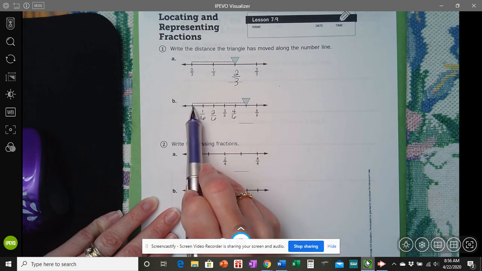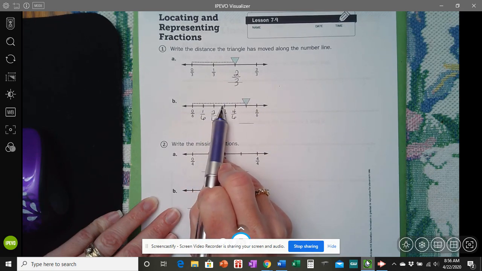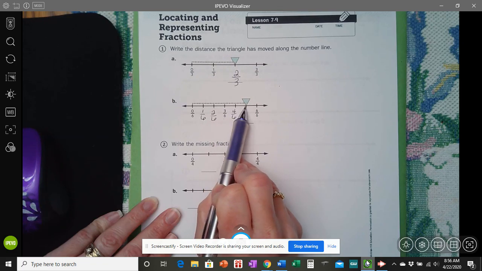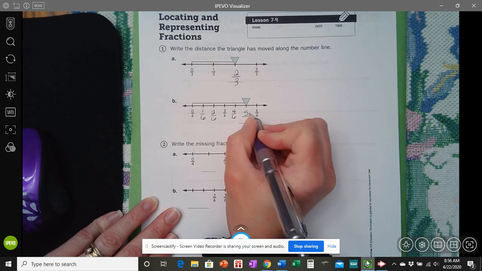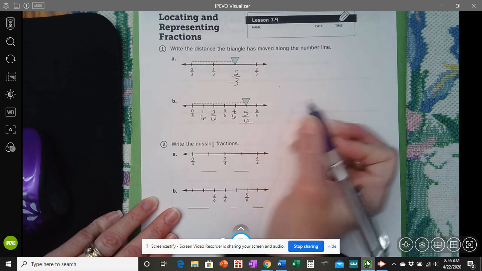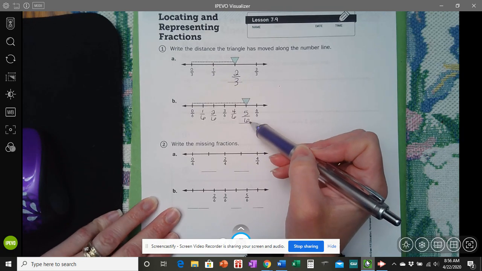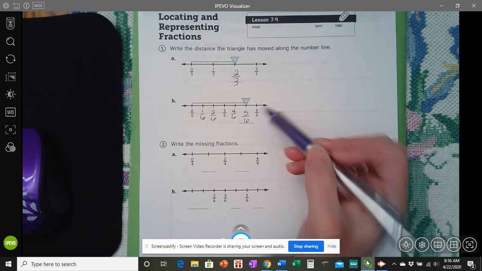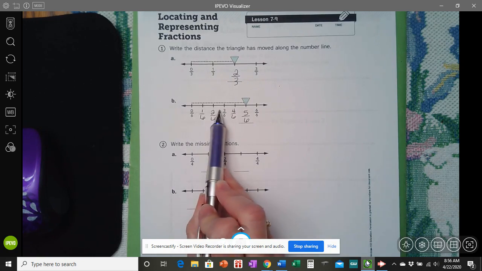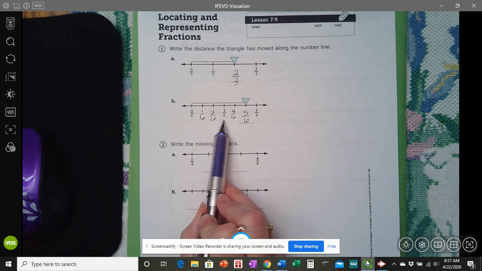So let's start here and look. So we have 1, 2, 3, 4, 5. So our fraction would be 5 over 6. So we have moved 5 jumps out of 6 total. All right, and we have 6 equal distances between the 0 and 1. So that would give us 6 parts.